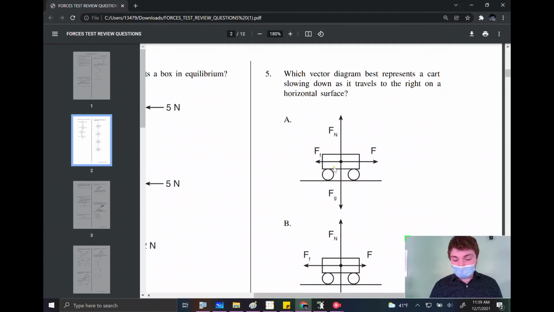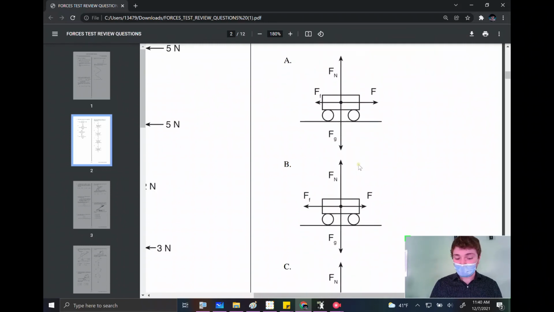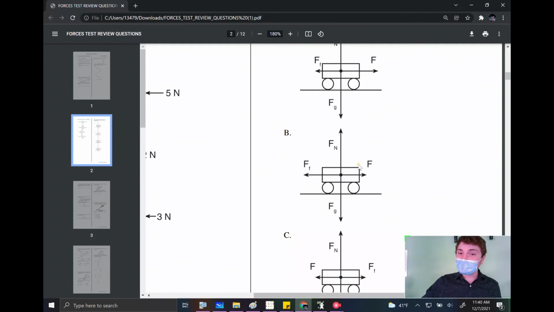Well, first one, up and down cancel. This one, friction, is smaller than the force going forward to the right. Well, if that was the case, I would have a net force to the right because my force to the right is bigger than the force to the left. B is the complete opposite of that, right?